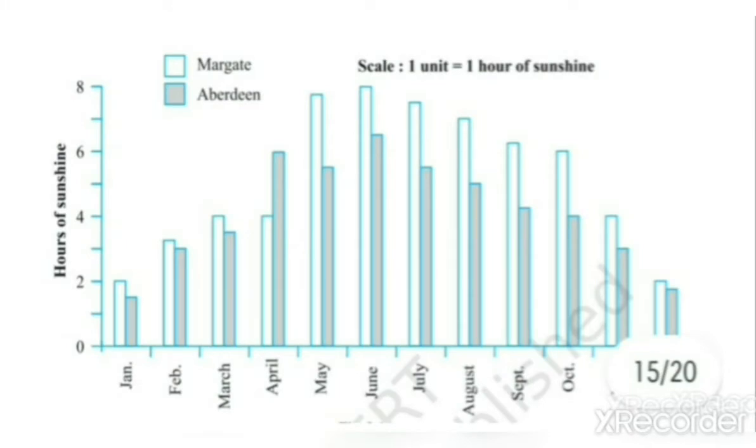This bar graph shows the average sunshine of both the cities. For each month, we have two bars, the heights of which give the average hours of sunshine in each city. From this, we can infer that except for the month of April, there is always more sunshine in Margaret than in Aberdeen. You could put together a similar bar graph for your area or for your city.